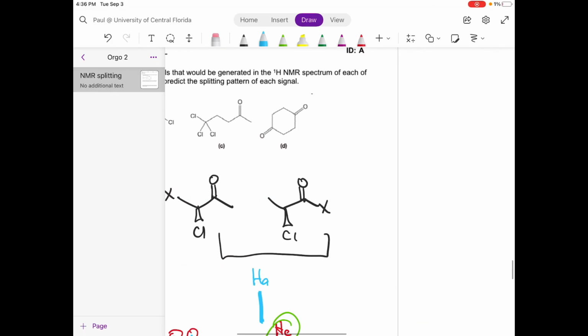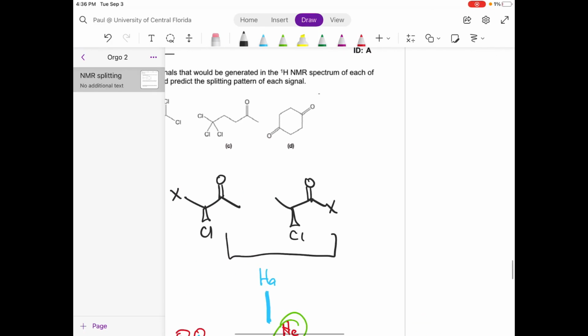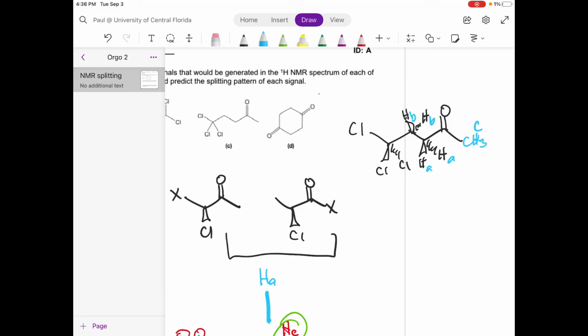So let's do this one right here. So we would have a chlorine like that. I'm going to wedge that chlorine, like so. Hydrogen, hydrogen, hydrogen. Okay. So we have a plane of symmetry right there. So those are equivalent to one another. Those are equivalent to one another. And that methyl group is going to give a signal. So we would expect 3 signals for this molecule.